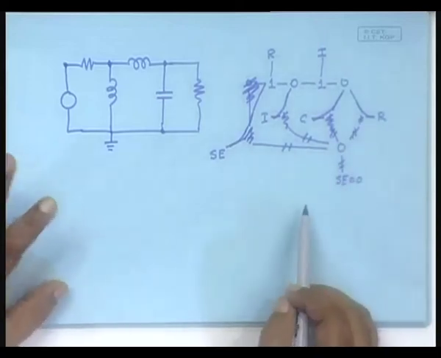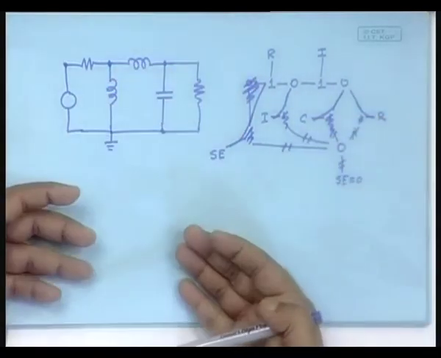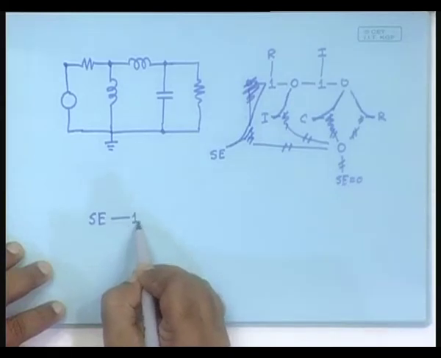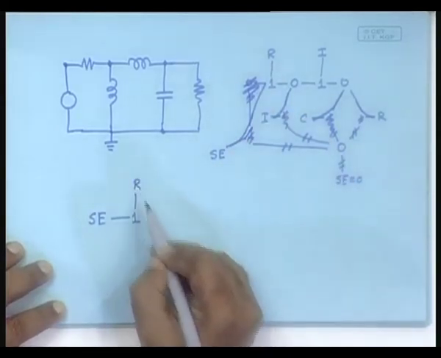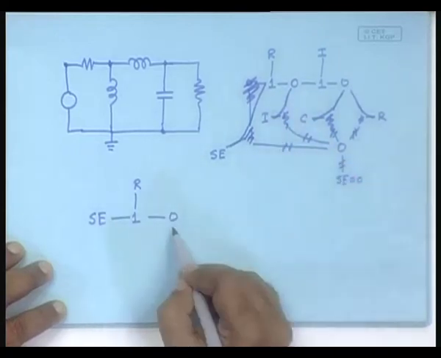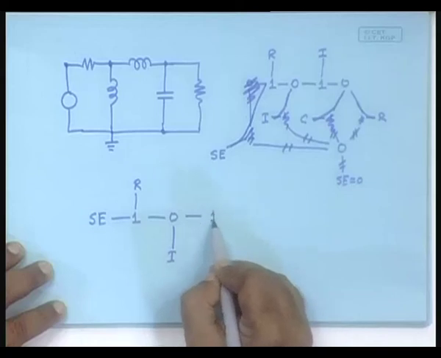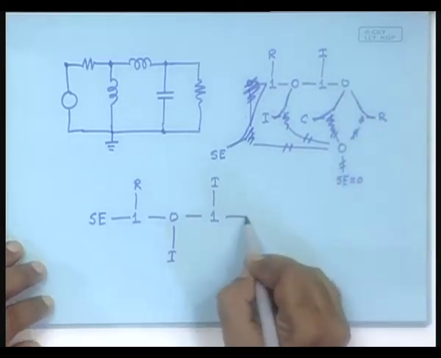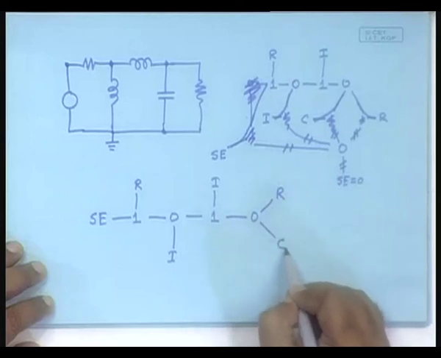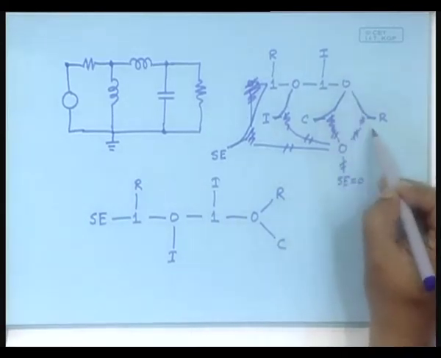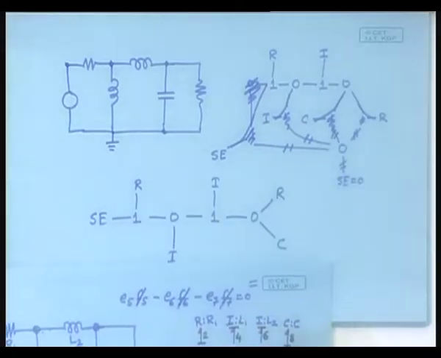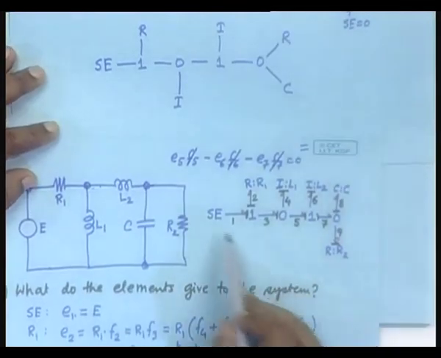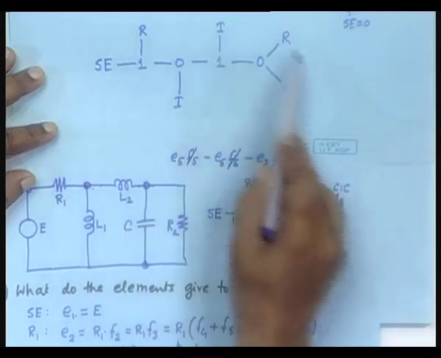Now at this stage it looks ugly, so let us just redraw it in a more handsome way. What will you say? SE connected to 1, connected to R, connected to 0, 0 is connected to I, connected to 1, the 0 is connected to 1, to I, to a 0, to R and C, that is it, right. And notice that this is exactly the same as what we had earlier. Just check once. By argument we had obtained this, by blind procedure we have obtained this, they are exactly the same.